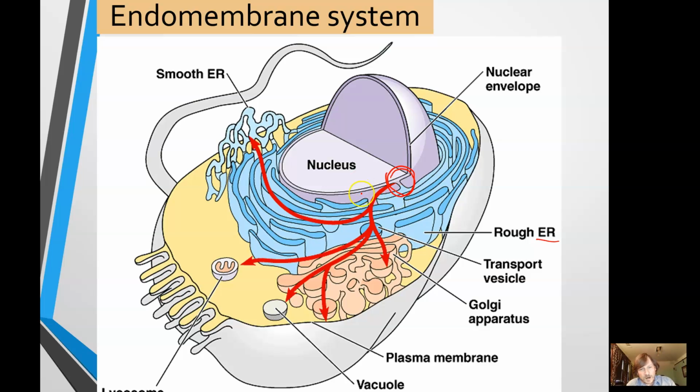And then the ER sends out little vesicles. Each of these little membrane-bound balloons inside the cell carrying something is called a vesicle. And so the ER makes vesicles that go to the Golgi, and then the Golgi processes. Basically, the ER is a big manufacturing area in the cell. The Golgi kind of assembles and labels things so they get to the right parts of the cell, and then some of these vesicles can fuse with the plasma membrane to the outside.